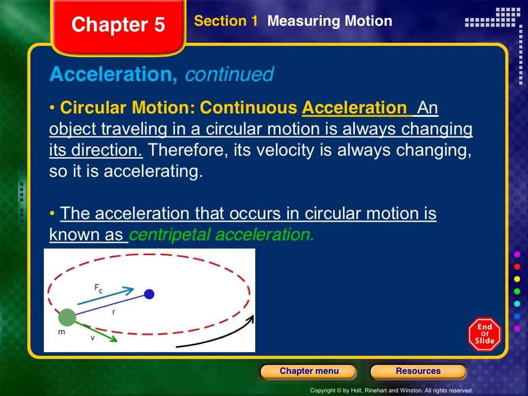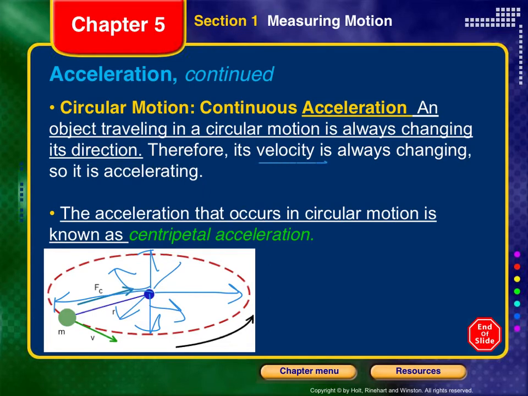So this is cool. This is one of my favorite things to demonstrate. In circular motion, which is also known as continuous acceleration, an object traveling in circular motion is always changing its direction. All right, so think about it. If you're spinning around a point like this, you're not really going north, east, south, or west. You're constantly changing direction, right?